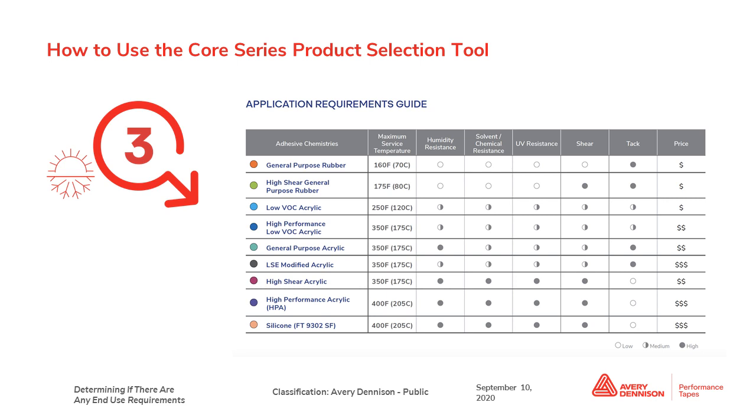So there's always going to be a balance of properties that you need to consider. And sometimes getting the adhesive that's best balanced would be the best recommendation. So take, for example, the general purpose acrylic, the lighter bluish green one in the middle there. It still has pretty good temperature resistance, and it still has full or half-filled circles, and it's moderately priced. So it's a well-balanced adhesive for a lot of different end-use requirements.